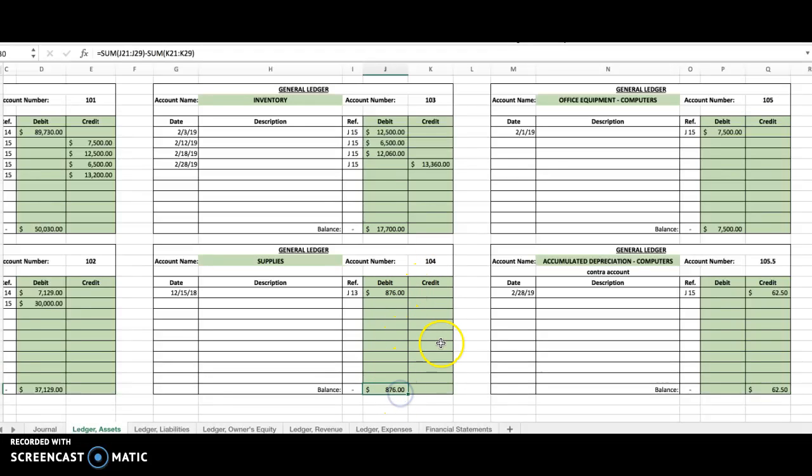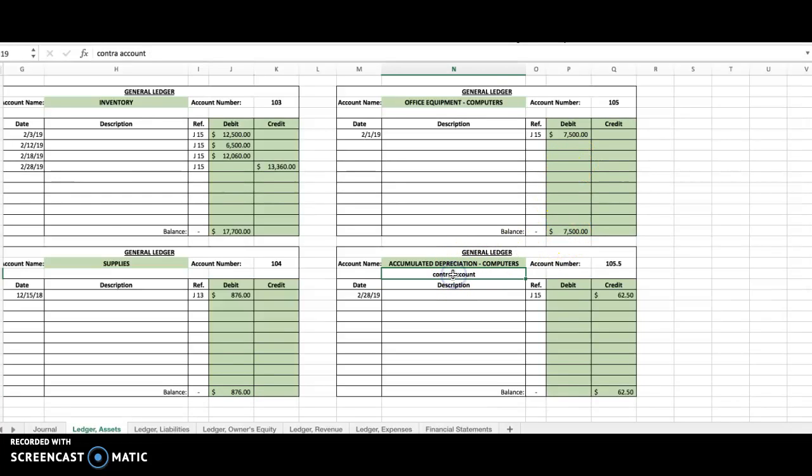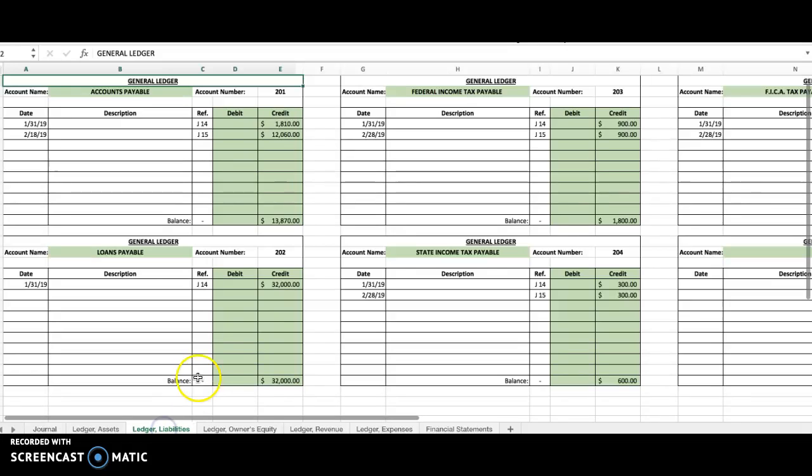We have some supplies. We didn't buy any more. We didn't get rid of any. So we still have a debit balance of $876. And then we have the computers we bought for $7,500. And then the contra account, which means an opposite balance, of $6,250 that we just saw in the journal. So those are the assets.